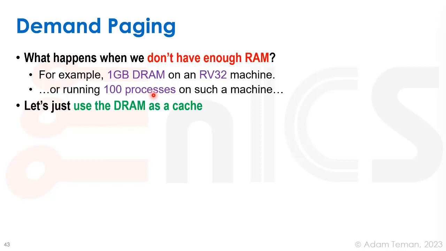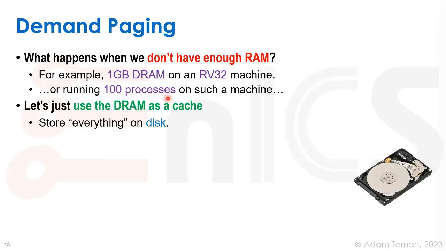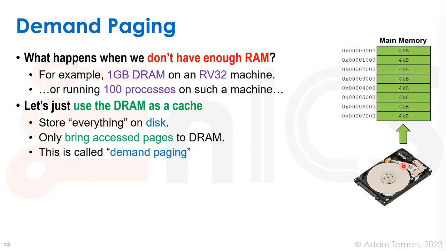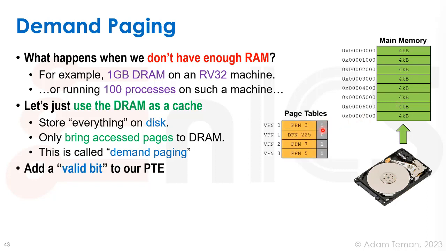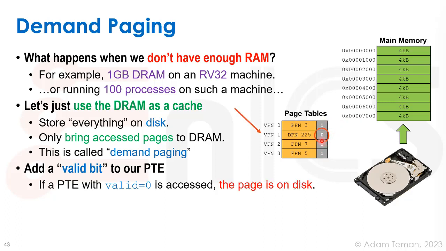So we can use the DRAM as a type of a cache. So again, this is another level of indirection. We'll store everything basically on disk. Disk is really big. We can have terabytes of data on our disk, right? Then only when we actually access a certain page, we'll bring the page onto the DRAM. And this is why it's called demand paging. When we demand a page, we go to disk and we bring the page into main memory into a physical page number over here. So therefore, we have a valid bit in our page table entry that will tell us if the page is actually on disk or it's in the memory.